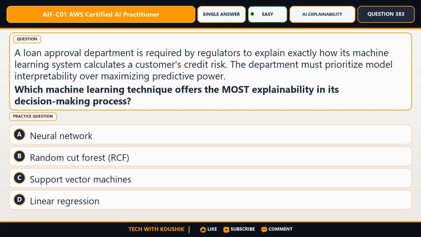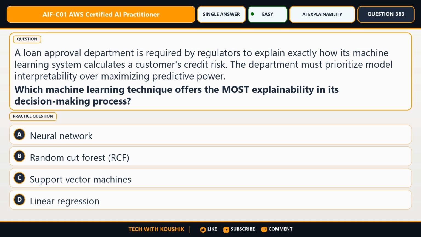Start by identifying the requirement in question number 383. First, locate the key operational constraint. A loan approval department is required by regulators to explain exactly how its machine learning system calculates a customer's credit risk. The department must prioritize model interpretability over maximizing predictive power. Which machine learning technique offers the most explainability in its decision-making process?